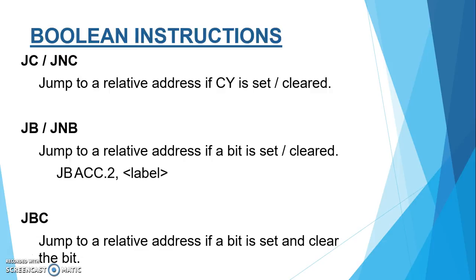JB, JNB. JB is jump if bit, B is bit, that is, jump if bit is high. JNB is jump if bit is not high. That means when you write JB, unless and until the bit is 1, the jump will not happen. And the reverse of that is JNB: unless and until the bit is equal to 0, the jump will not happen, right? Similarly, you have JBC, jump if bit is set and then clear. It is checking two conditions, that is JBC.